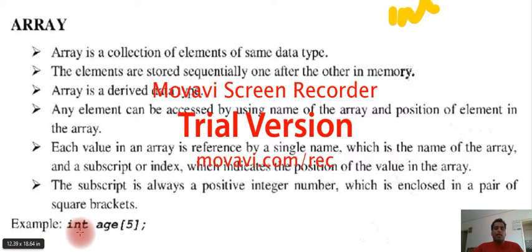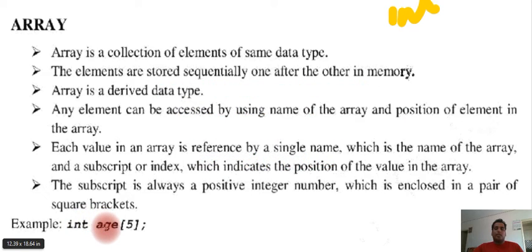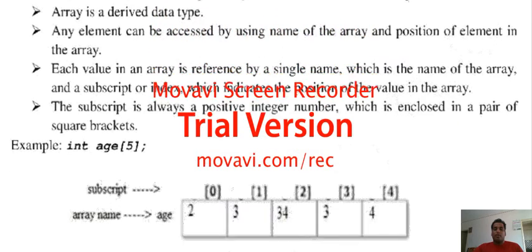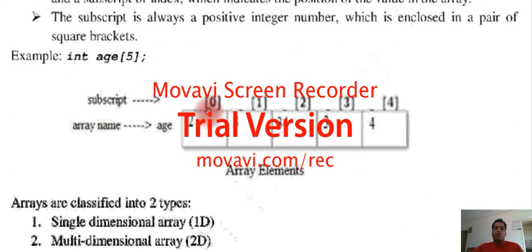int age of 5. This is the declaration of the array. int is the data type, age is the array name, and 5 inside the square brackets represents the size of the array. In this case the size is 5. So the array will store values in this form.